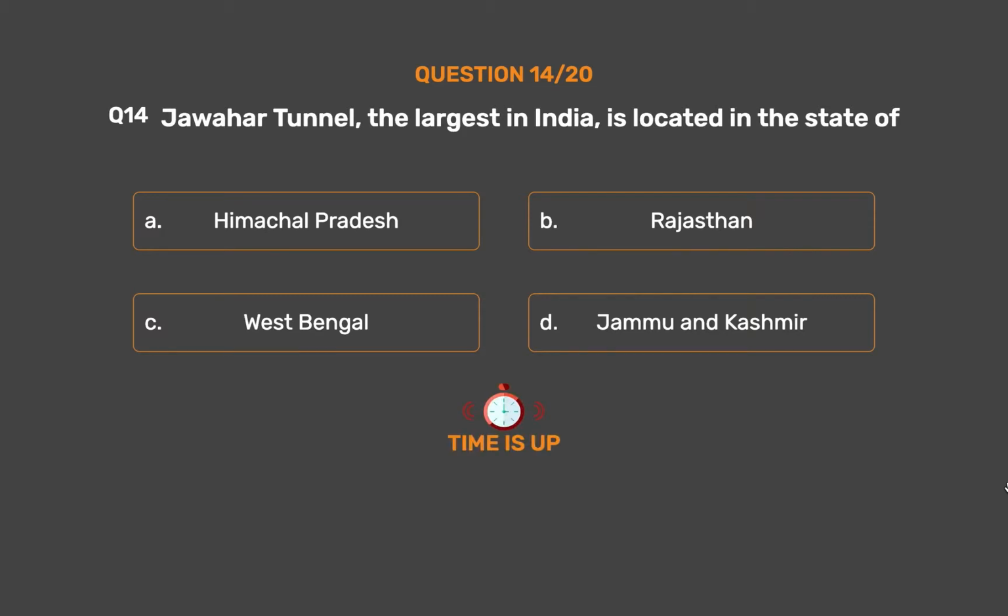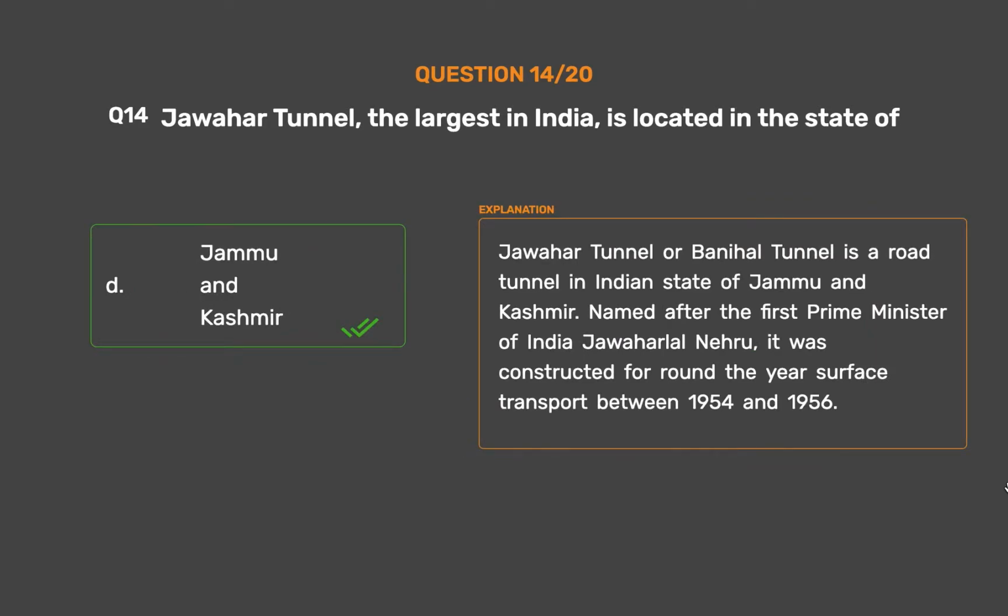The correct answer is option D. Jammu and Kashmir. Jawahar Tunnel or Banihal Tunnel is a road tunnel in the Indian state of Jammu and Kashmir. Named after the first Prime Minister of India Jawaharlal Nehru, it was constructed for round-the-year surface transport between 1954 and 1956.